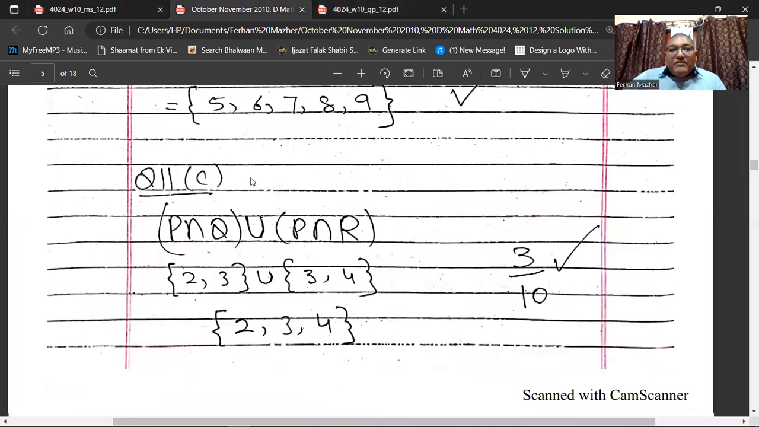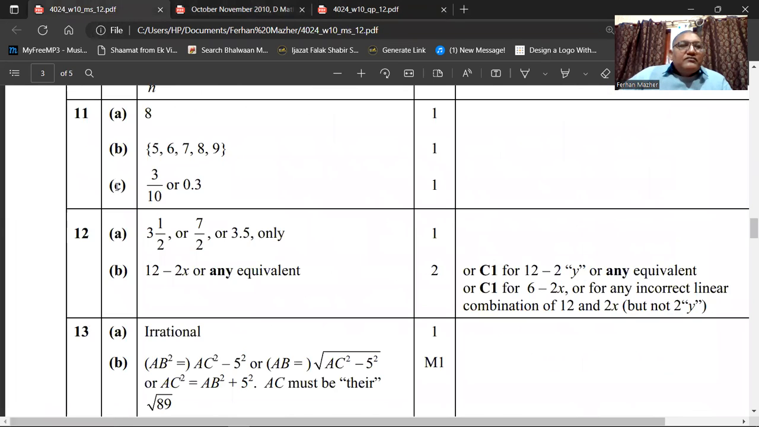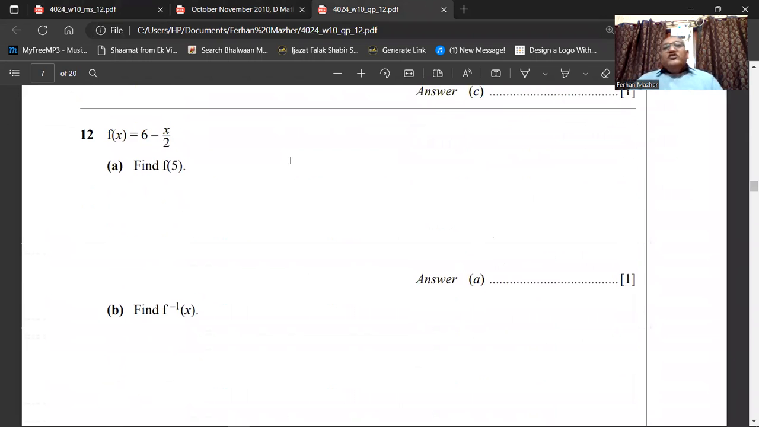So what is the probability of a number coming out of them? There are 3 members, and the total number in the universal set is 10. So the probability of getting a member which belongs to this set will be 3 by 10. Let's check. 3 by 10 is the right answer, sir. Okay, now we are going to the next question.